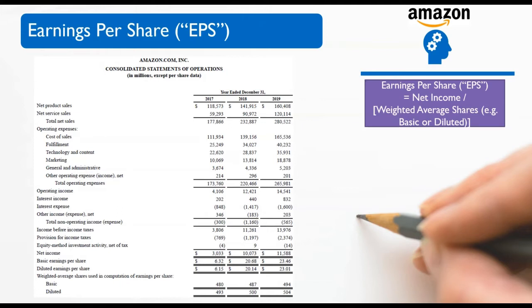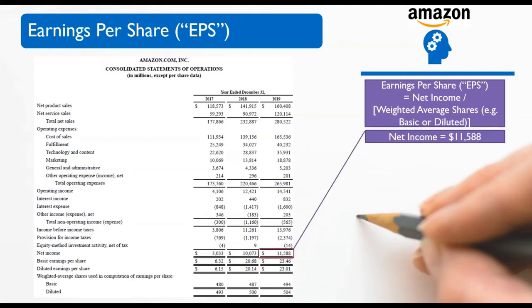So how is this calculated? Well, this is calculated by taking the company's net income for the year and dividing it by its weighted average shares. And depending on the metric you're calculating, you will either take the basic or diluted weighted average shares. So let's start this calculation for Amazon.